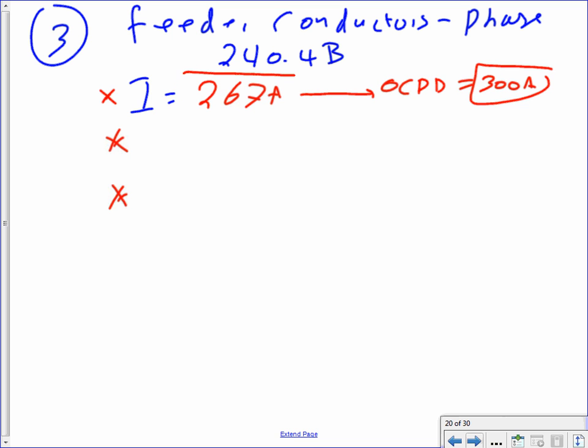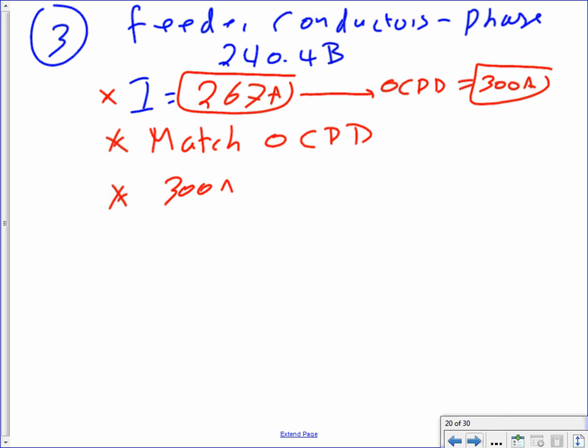Now, here's what the code allows you to do, and here's what you should do. The code allows you guys to size your conductor based on, because this is less than 800 amps, the code allows you to size the conductor based on 267. Not a good idea. Match the overcurrent protection device. So that's what the code allows you. Good design is always to match the overcurrent protection device. So what's the overcurrent protection device?